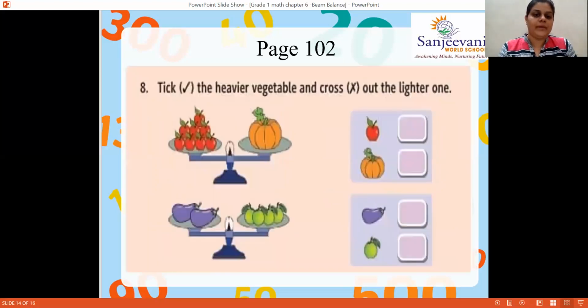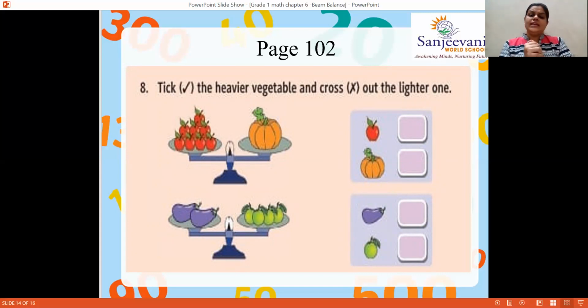Now turn your page, page number 102. Take the heavier vegetable and cross out the lighter one. Okay, can you all see apples in one pan? There are many apples, right? And there's a pumpkin in another pan.